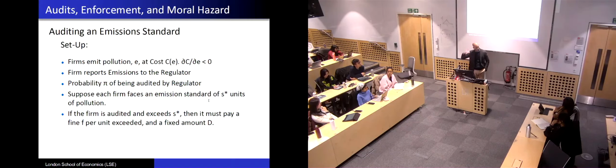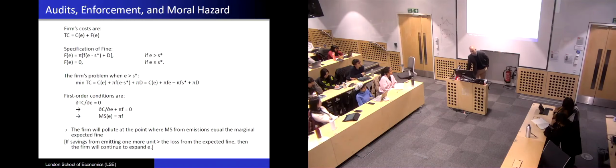And suppose that each firm faces an emission standard of S star units of pollution. If the firm is audited and exceeds the specified level of emission that they are allowed, S star, then it must pay a fine, F, per unit exceeded, and also a fixed amount D. So the firm's cost is given by the following equation, and we can look at that in terms of the fine. If they emit more than they were supposed to, there is a probability of them being caught times how much they actually have to pay.